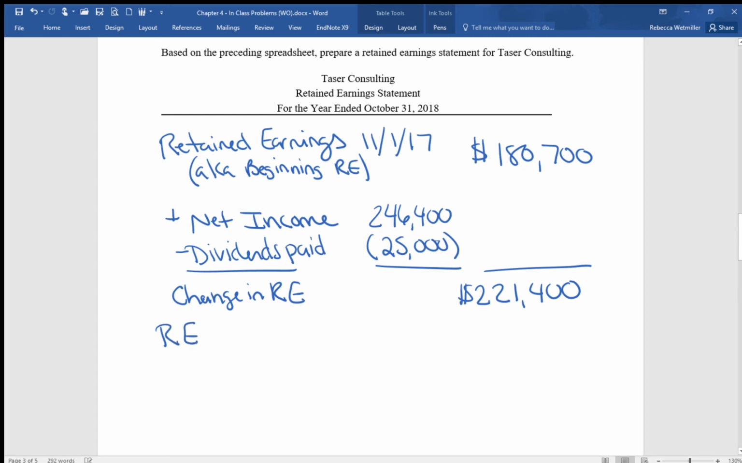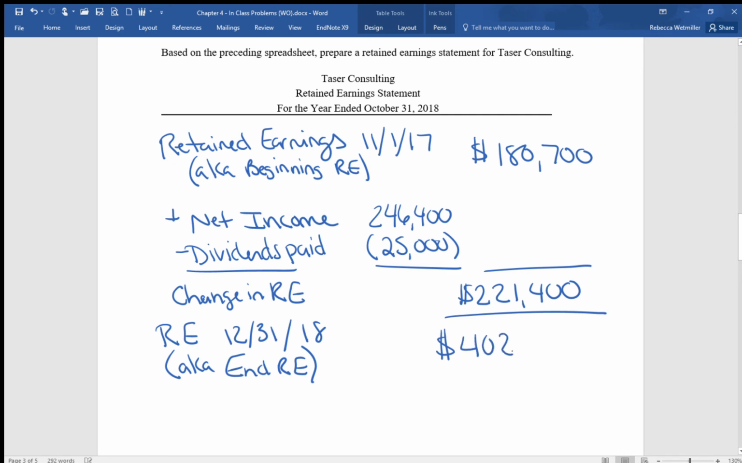Our retained earnings as of 12/31/18. And then I call this ending retained earnings. So we get ending retained earnings of $402,100. So if we can remember, our retained earnings statement is beginning retained earnings plus net income minus dividends equals ending retained earnings is the general layout.